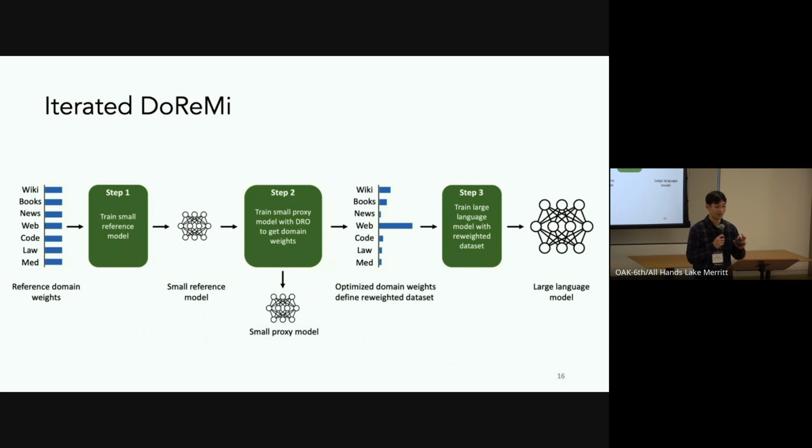Perhaps the most exciting part of this is that we can iterate the process. If you draw an arrow back from the optimized domain weights to the reference weights, you can use the optimized weights to train a new reference model, which is better, and then you get out better optimized domain weights if you do step 2 again.